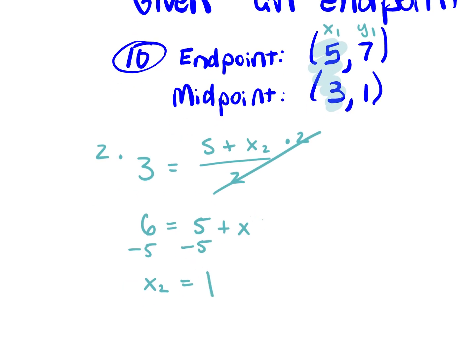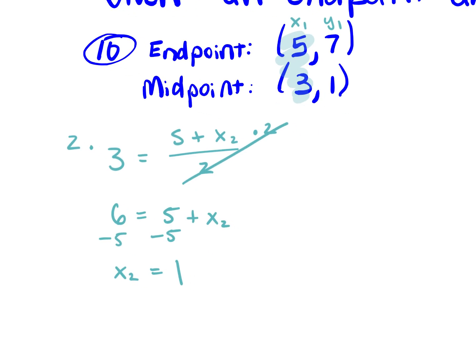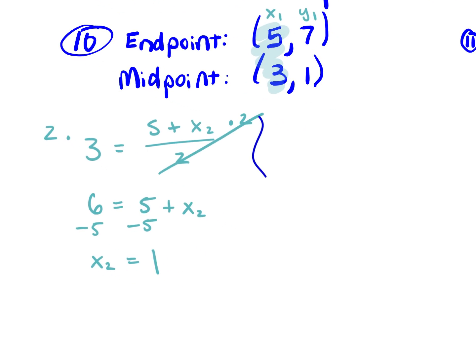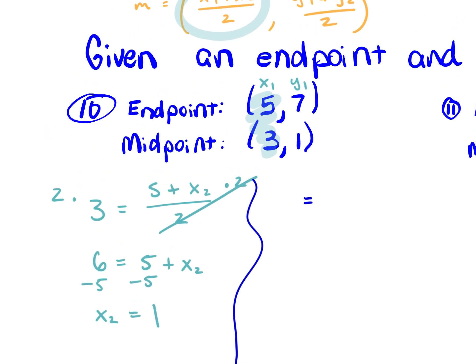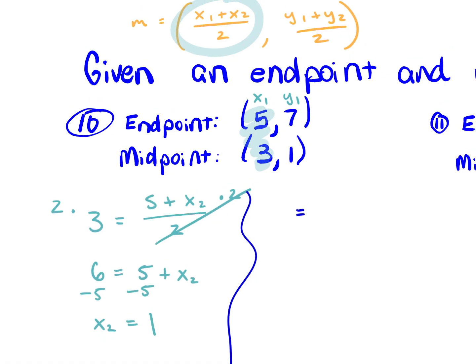So our x2, our other endpoint, is going to be 1, but we need to find the y value also. So let's do the same thing. We're going to find the y now. So setting up the same equation. Our midpoint is equal to y1 plus y2 over 2. So what's our y1? 7. We don't know our y2 yet. Over 2. And what is our y value for our midpoint? What is this going to equal? 1. Equals our y value for our midpoint. So equals 1.